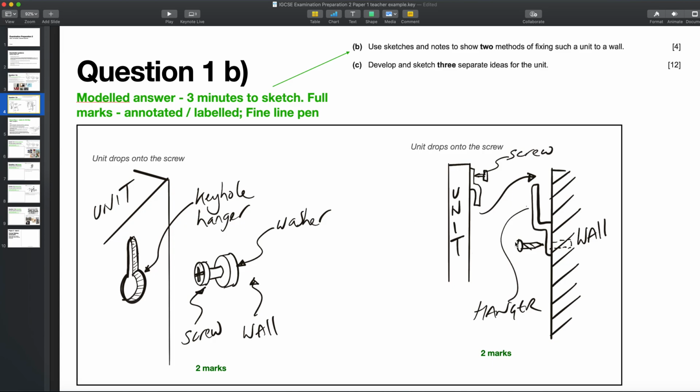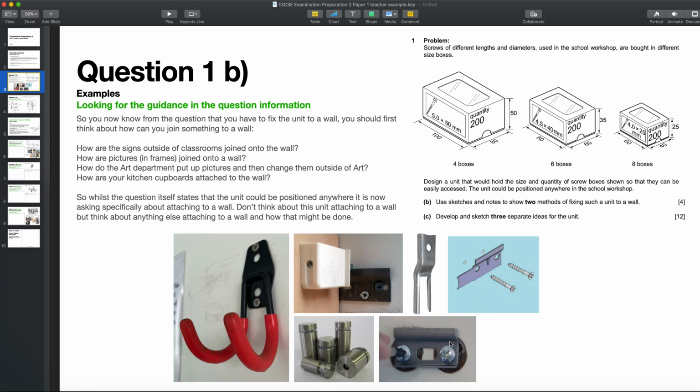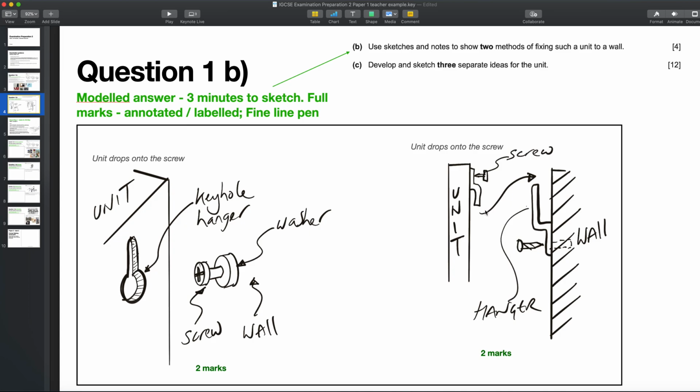The one on the right hand side is using this method here, okay, on this page with the metal plate, and you can see that a corresponding metal plate is screwed into the unit and then dropped over the top of the hanger. Okay, so that would gain 4 marks. It is fine line pen, 2D, 3D, annotated or labelled.